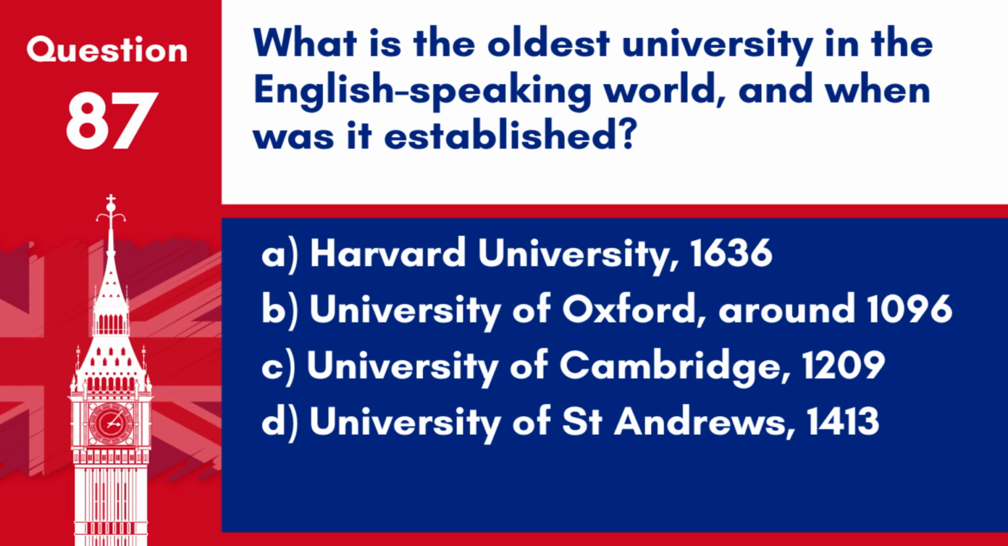What is the oldest university in the English-speaking world, and when was it established? A. Harvard University, 1636. B. University of Oxford, around 1096. C. University of Cambridge, 1209. D. University of St. Andrews, 1413. Answer: B. University of Oxford, around 1096. The University of Oxford, established around 1096, is the oldest university in the English-speaking world.